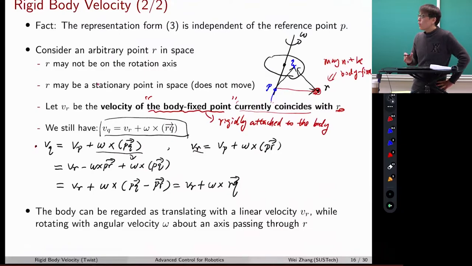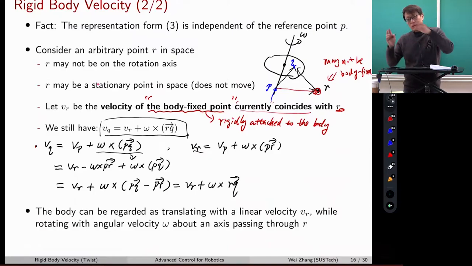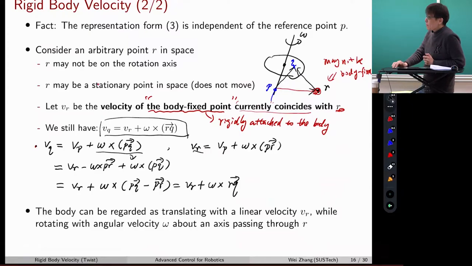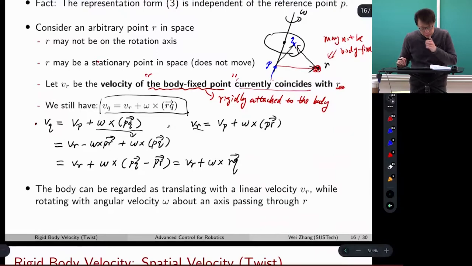No matter what point I choose as a reference point, I can always parameterize all the linear velocities of the body points in the same formula, which is the velocity of that point, of course, the body fixed point currently coincident with that point, plus omega cross the vector starting from that reference point to the point that you want to represent. Okay, so this formula should be everything you need to remember for now.